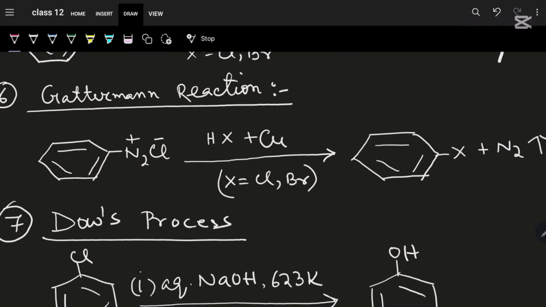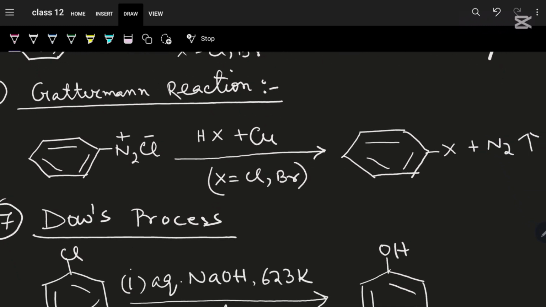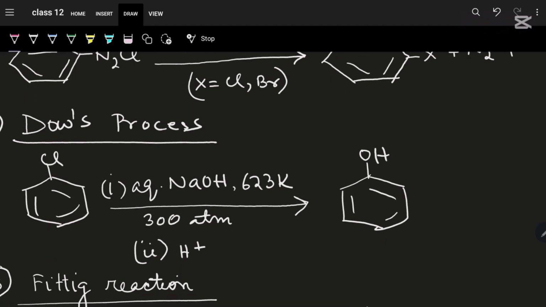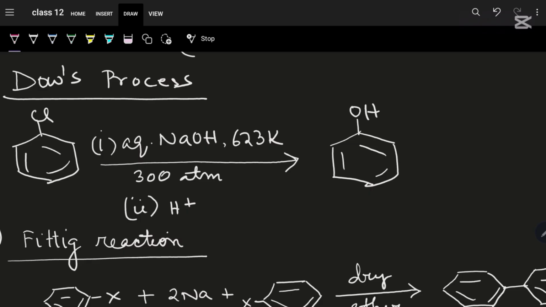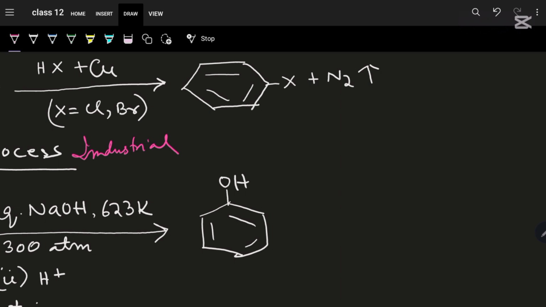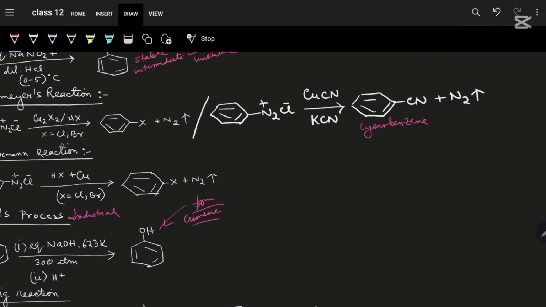Next is to obtain aryl halides, again chlorobenzene, bromobenzene, using the benzene diazonium halide intermediate in Gattermann reaction with copper and HX. Dow's process is the method of preparation, rather an industrial method of preparation, in order to obtain phenol from chlorobenzene. But remember, industrially and economically, phenol is better obtained from cumene, which we will discuss in the next video, where we will discuss conversions.